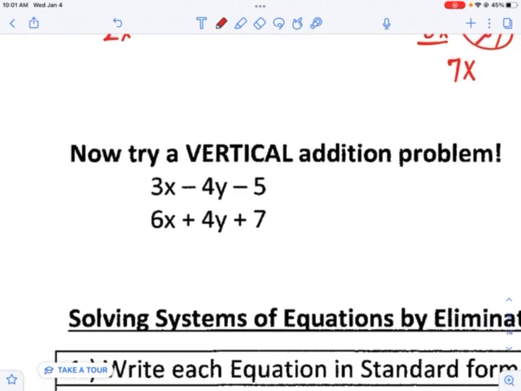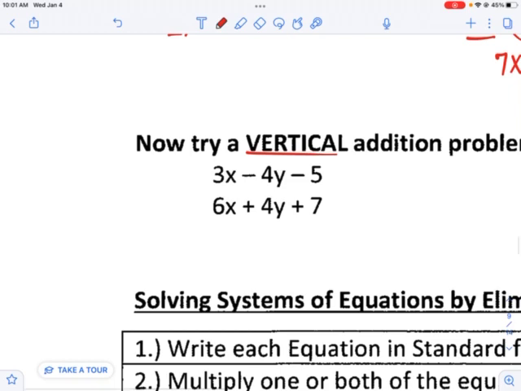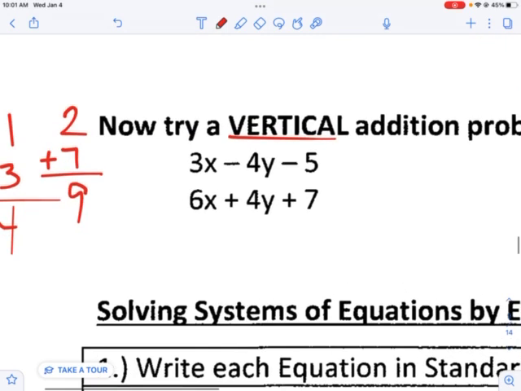All right, so let's try some vertical addition, right? Remember when you first learned math facts, you learned it vertically. 1 plus 3 equals 4, right? 2 plus 7 equals 9, vertical. So we're gonna do the same thing. We're gonna make a big plus sign and a big equal sign. We're gonna make sure our terms line up, right? So I have x's on top of x's and y's on top of y's, and then here's just your numbers.